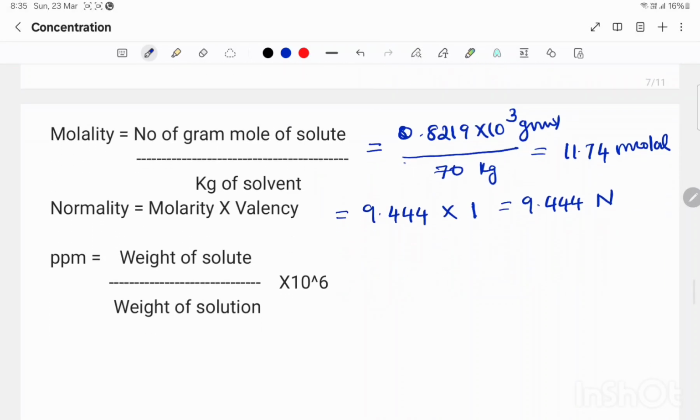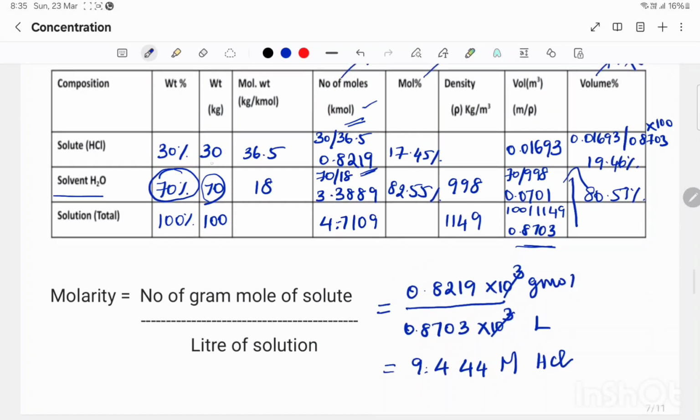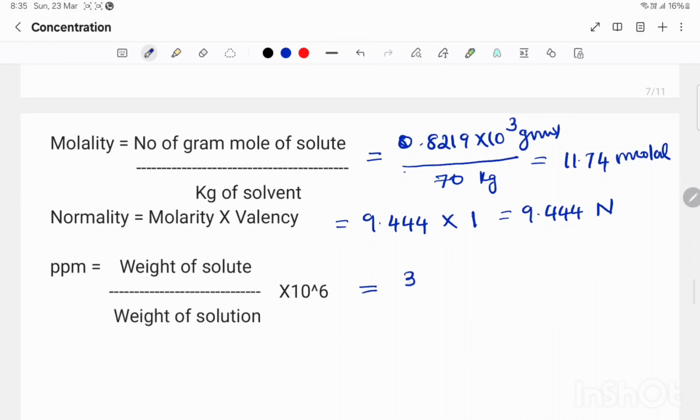And next let us calculate ppm. Weight of the solute by weight of the solution into 10 raised to the power 6. So what is the weight of the solute? Weight of the solute is 30 and weight of the solution is 100. So 30 divided by 100 into 10 raised to the power 6. So you can get 3 into 10 raised to the power 5 ppm, that is parts per million. So we have done with molarity, molality, normality and ppm.